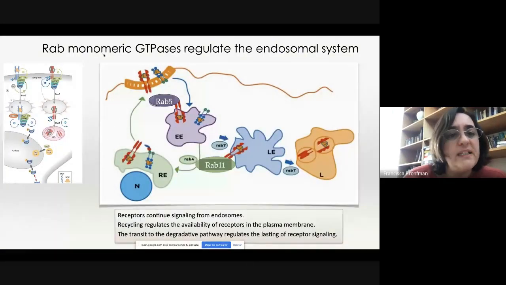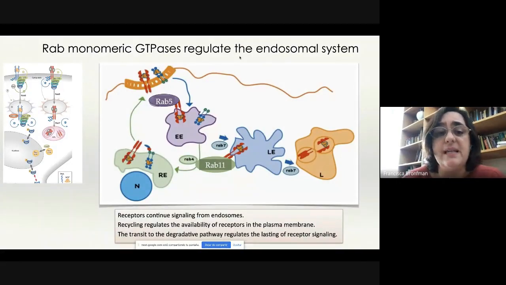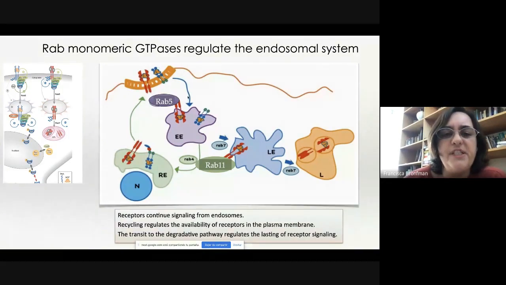One important group of proteins for the regulation of the endosomal system are the RAB monomeric GTPases. When neurotrophins bind the receptors in the plasma membrane, they are internalized into an early endosome that is regulated by the RAB5 GTPase.